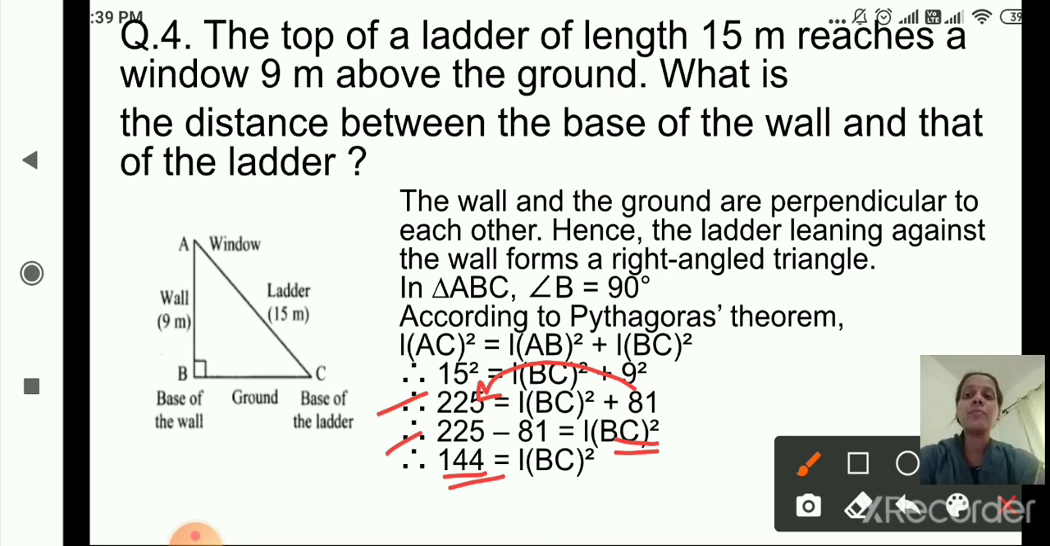Now this is length of BC square, but what we have to find out? We have to find out length of BC, correct? And this is length of BC square. How will you find length of BC? Length of BC is equal to the square root of 144. Okay, hope all of you know the square root of 144. Yes, what is the square root of 144? That is 12.